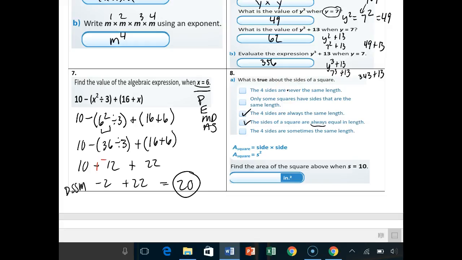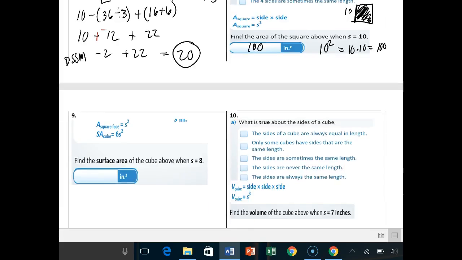So to find the area, basically we just could do one side times another side. So if I have a square here and I said, hey, this side is 10, I could find the area, or all the measurement of space inside of this square, by simply doing 10 squared, or 10 times 10. So the area of this square would be 10 squared, which is equal to 10 times 10, which is equal to 100. So go ahead and pause the video and do number 8.